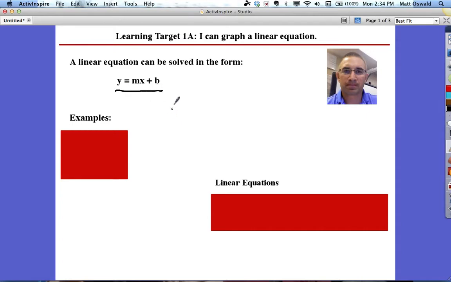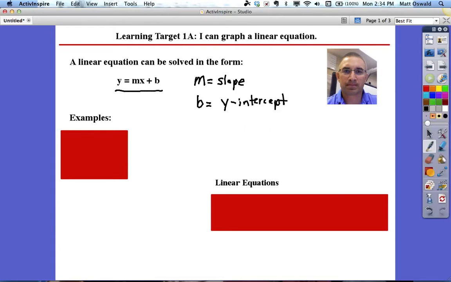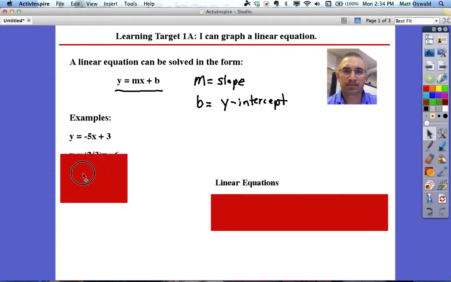In this form, it is very easy to find m, which is key because it is slope, and b, which is very important because that's our starting point, or the y-intercept. We will use these on the next slide when we're graphing. Let's take a look at some examples of linear equations.